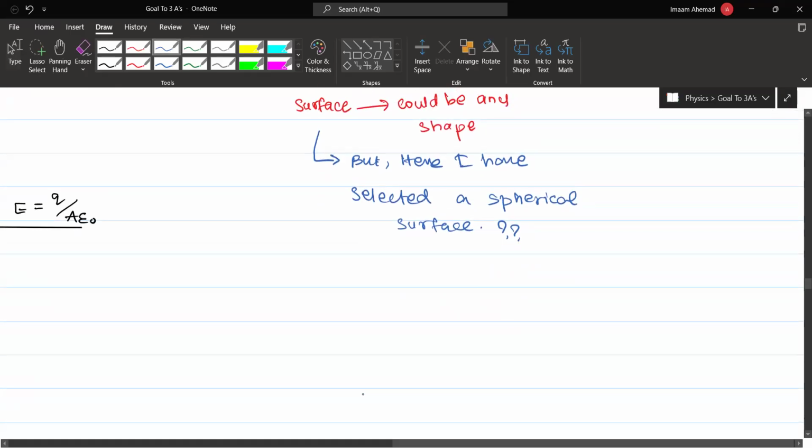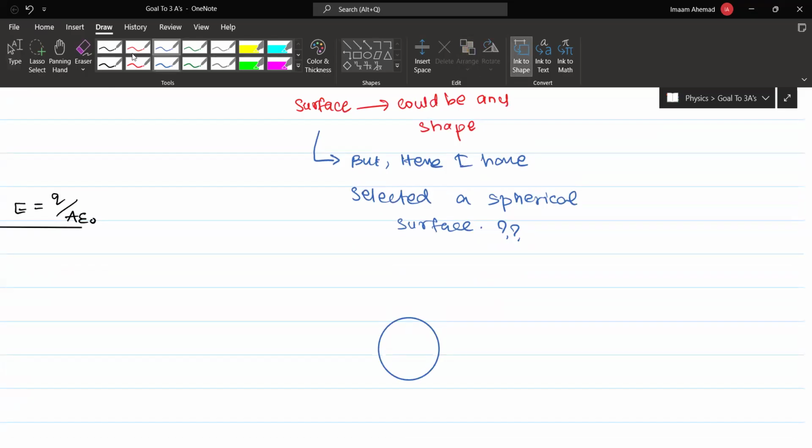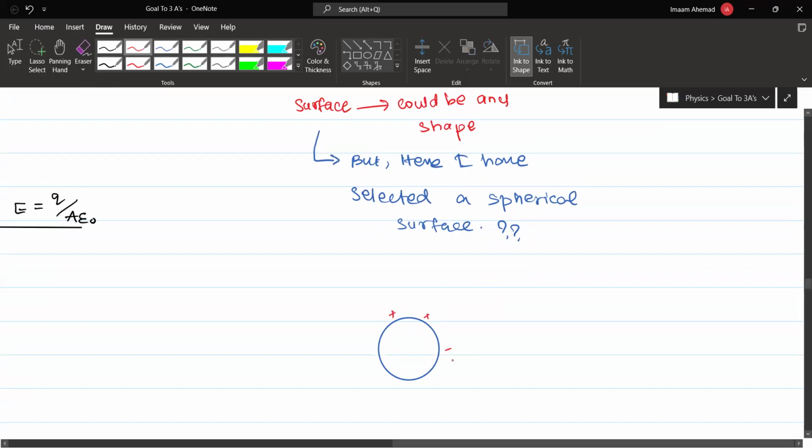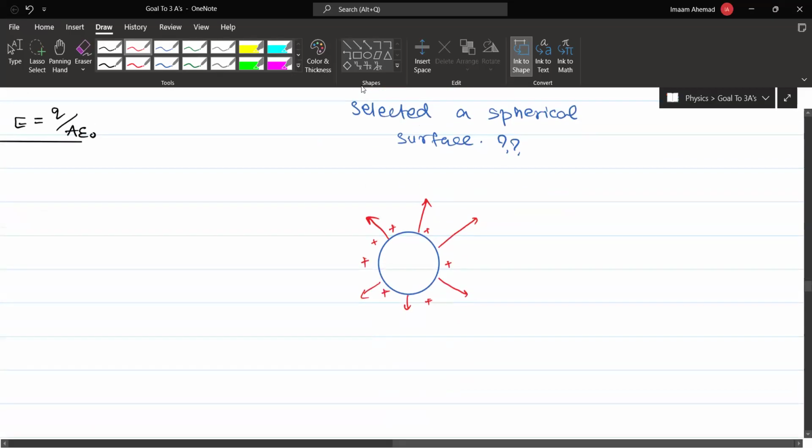The reason is, if you take a sphere, the charges are on the surface. If you provide charge, charges reside on the surface. And how are the field lines? Field lines are perpendicular to the surface. So what I am doing is I have to consider a surface such that these electric field lines will always be perpendicular to the surface I consider. So the best surface I can consider is a sphere.